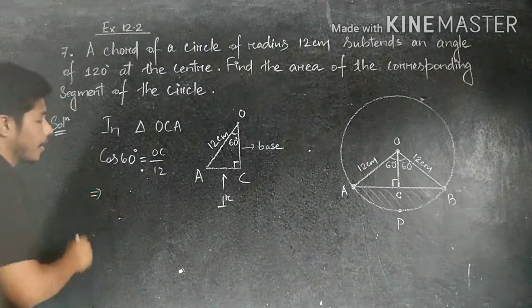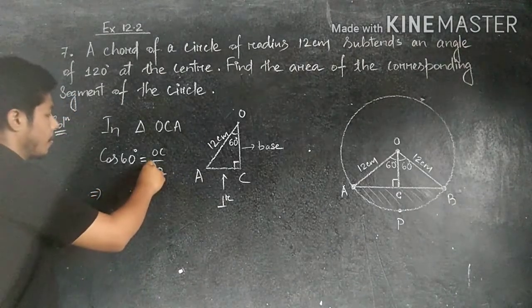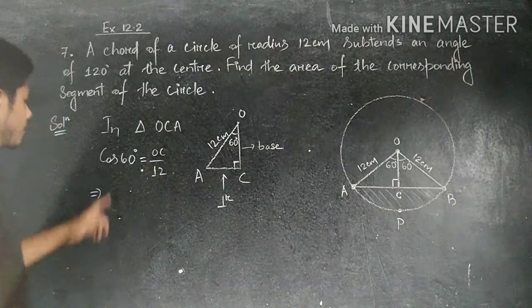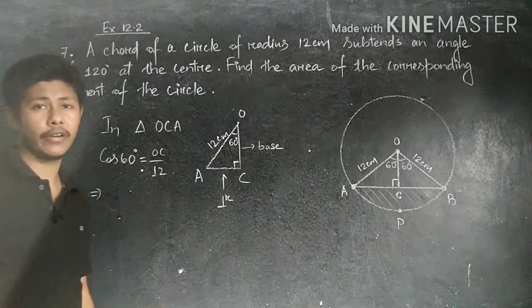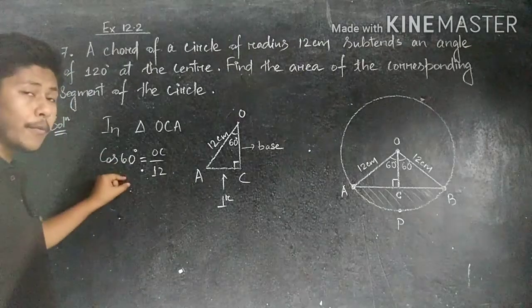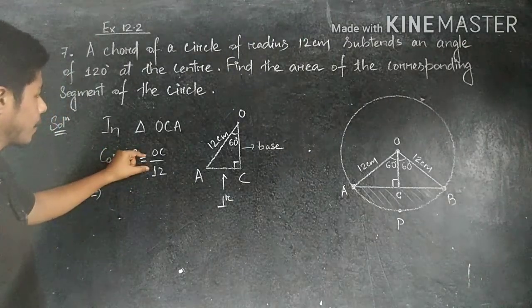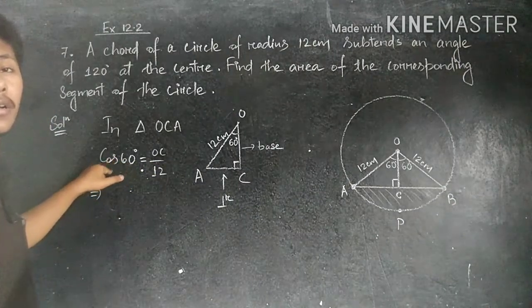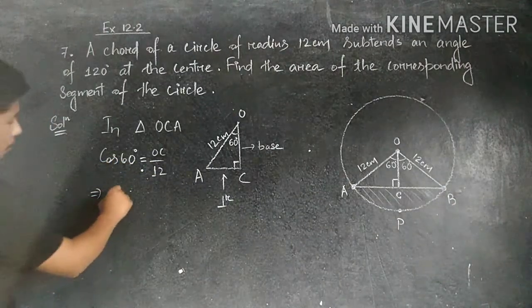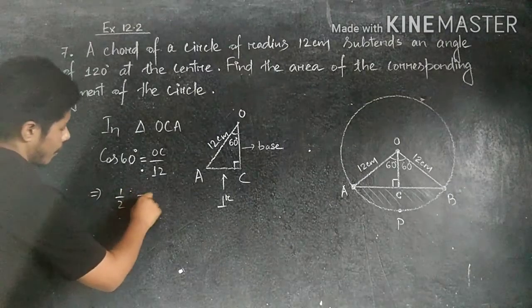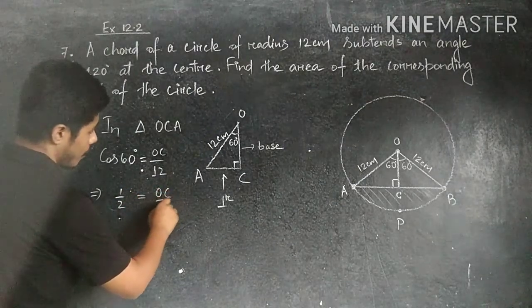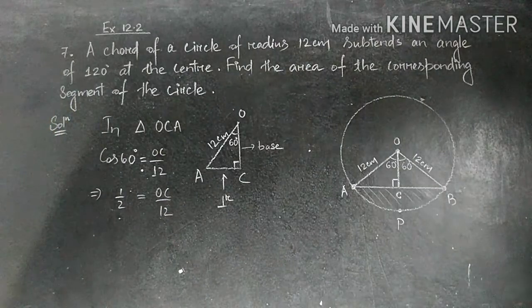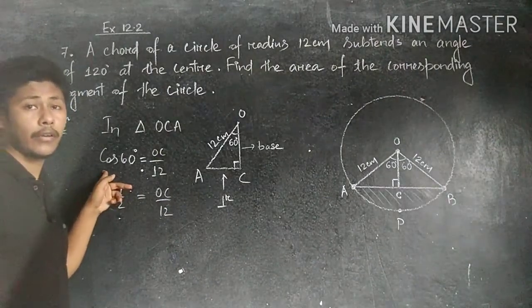Now after that, in this case you see we have to put the value of 60 degree here. So what is the value of cos 60 degree? If we put the cos 60 degree value and calculate this, then easily we can find out the result. So cos 60 degree equals what? 1 by 2. So we put 1 by 2 and this one is OC by 12 centimeter.